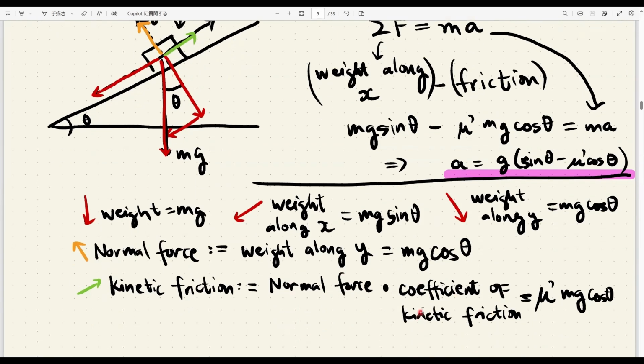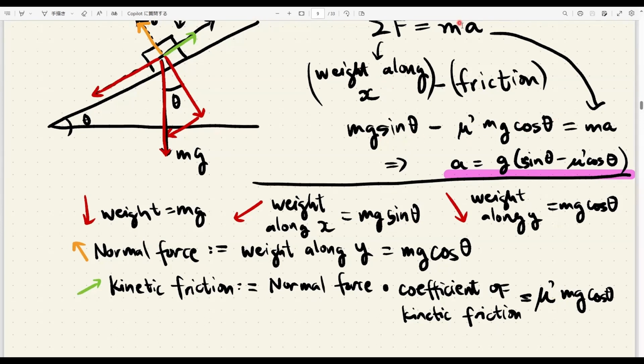Okay, and we said that this friction is actually just the normal force times the coefficient of kinetic friction. We already know the coefficient of kinetic friction, that's mu prime, and we already know the normal force from here, that's mg cosine theta. And so this friction here, we can actually replace with mu prime mg cosine theta, and that's what we have there, right? This one goes here, and this one, we got it from here.